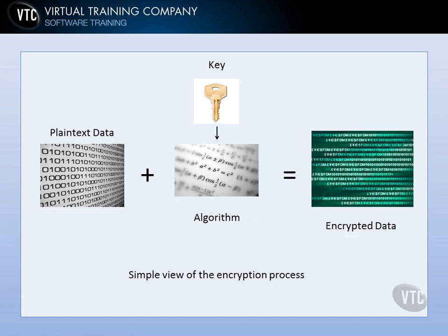So how does this process work? Well, in general, you take plain text data and you feed it into an algorithm. And the key, the variable part, is inserted into the algorithm as well, because there may be places in the algorithm where you need to feed the key in to make changes to the data. Once that process takes place, the result is the encrypted data, or ciphertext as it's sometimes called. Now, obviously, this is a very simplistic view of the encryption process. It's actually very complex. But for our purposes, this is how it works.